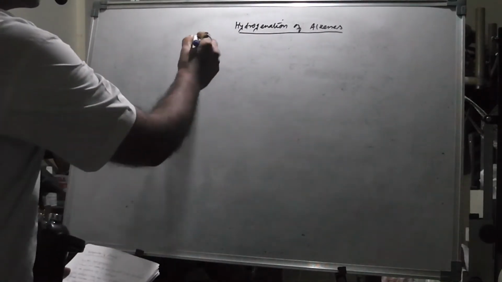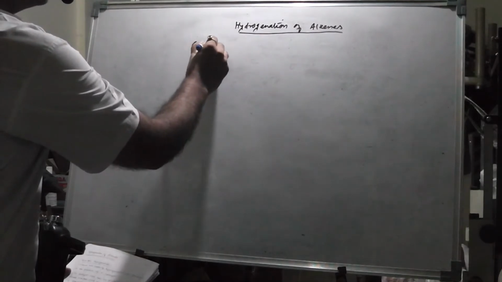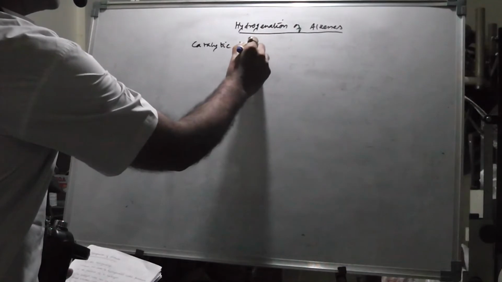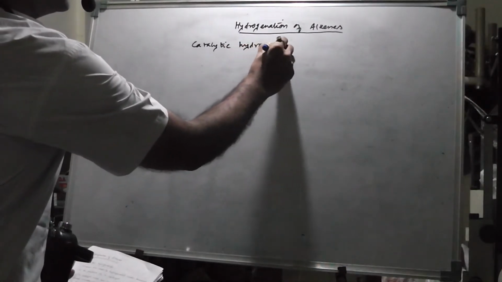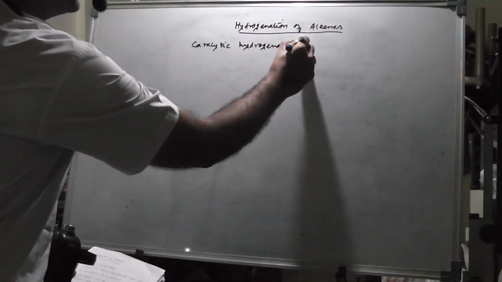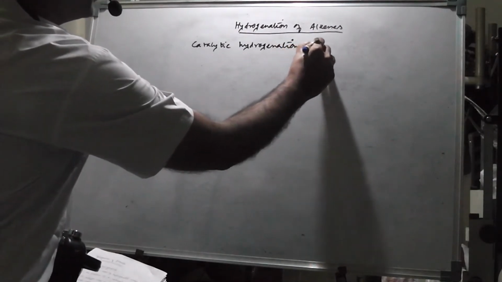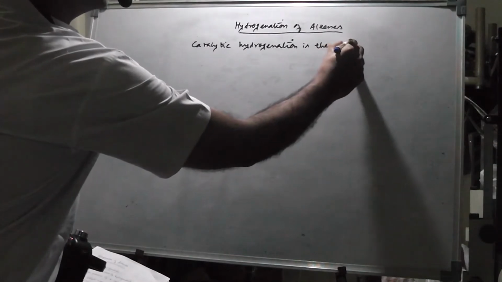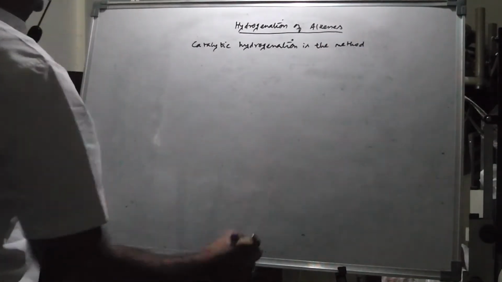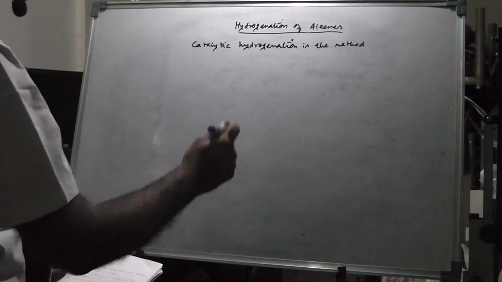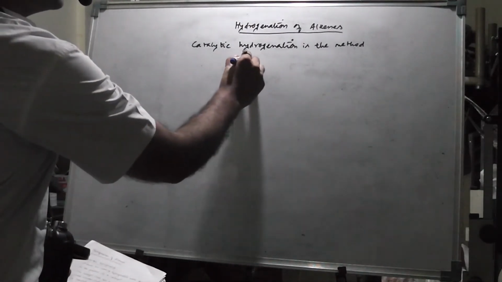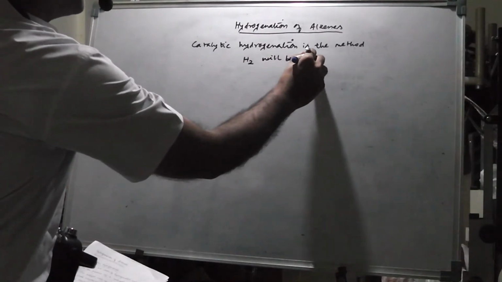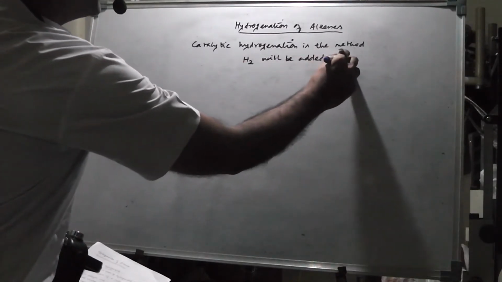So catalytic hydrogenation is the way to hydrogenate. Catalytic hydrogenation is the method for hydrogenation of alkenes. So H2 will be added to the alkene.